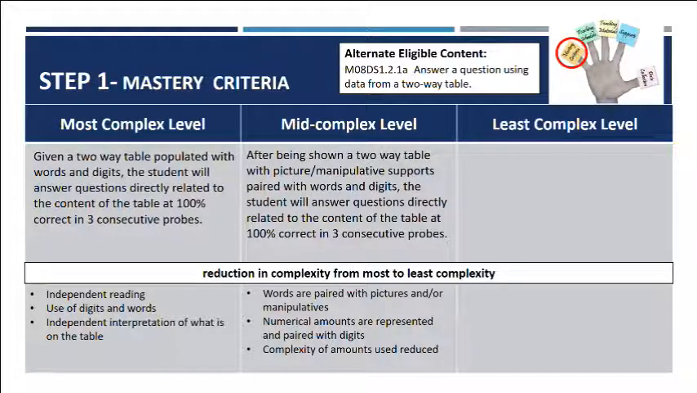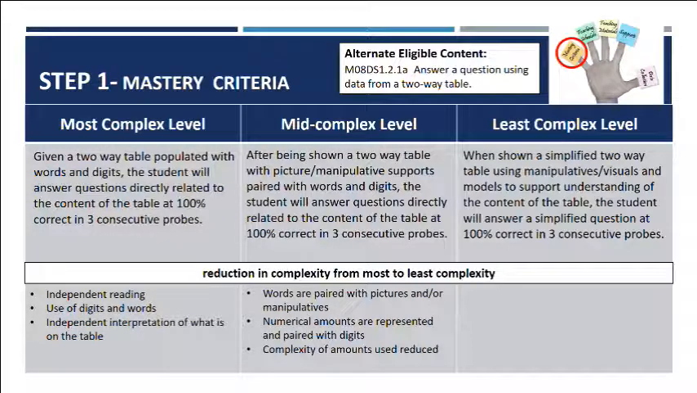And in this one, words are going to be paired with pictures and manipulatives. We're going to use numerical amounts. And a lot of times the complexity of amounts can be reduced. They don't have to be, but they can. And at the least complex level, we're going to use a very simplified table. Again, you can jot in what that criteria is going to look like for that student.